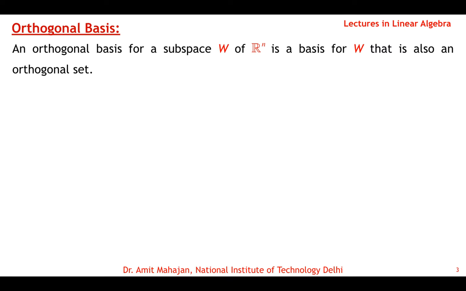Now, the orthogonal basis of a subspace. An orthogonal basis for a subspace W of Rn is a basis for W that is also an orthogonal set. By a basis we mean a linearly independent set that spans the subspace. So if you have an orthogonal set whose vectors are linearly independent and span the whole of W, then it automatically becomes an orthogonal basis.